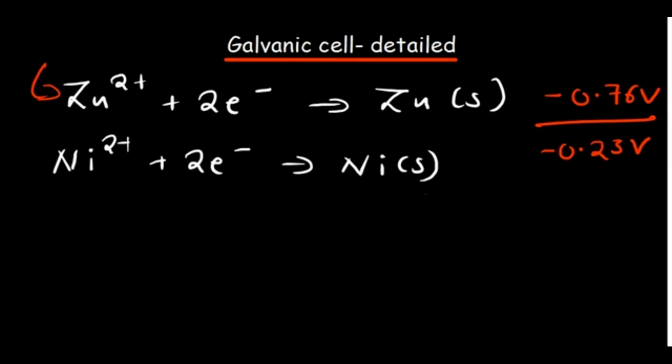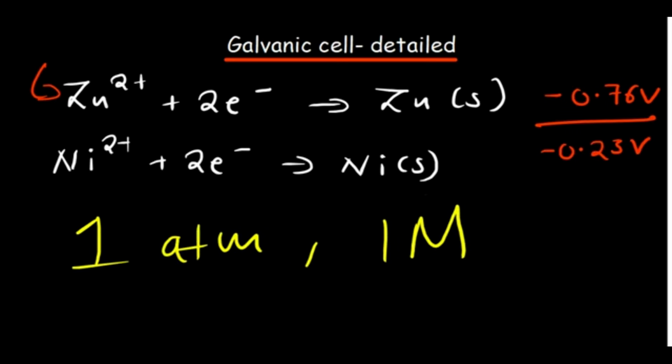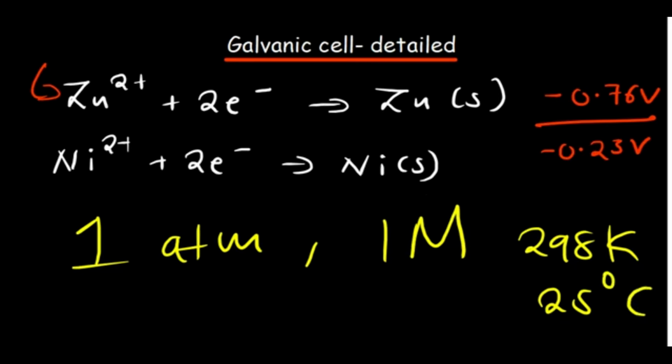measured at what? Standard conditions at 1 atm. So take note, these are the standard conditions: 1 molar concentration and also 298 kelvins or 25 degrees Celsius. So these are just the conversions between Kelvin and degrees Celsius. Any of the two is okay. So these are the standard conditions that we need to take note of.